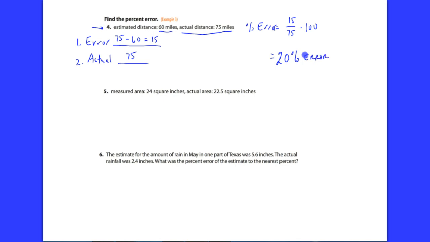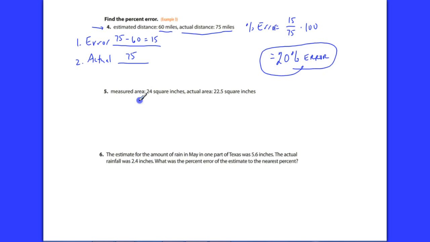Now, if you were comparing, let's say everyone in the class guessed, and then we compare it, what we would do is we would look at the percent of errors to have an actual understanding of whose errors were the farthest off. Okay, number 5, let's take a look at another one.